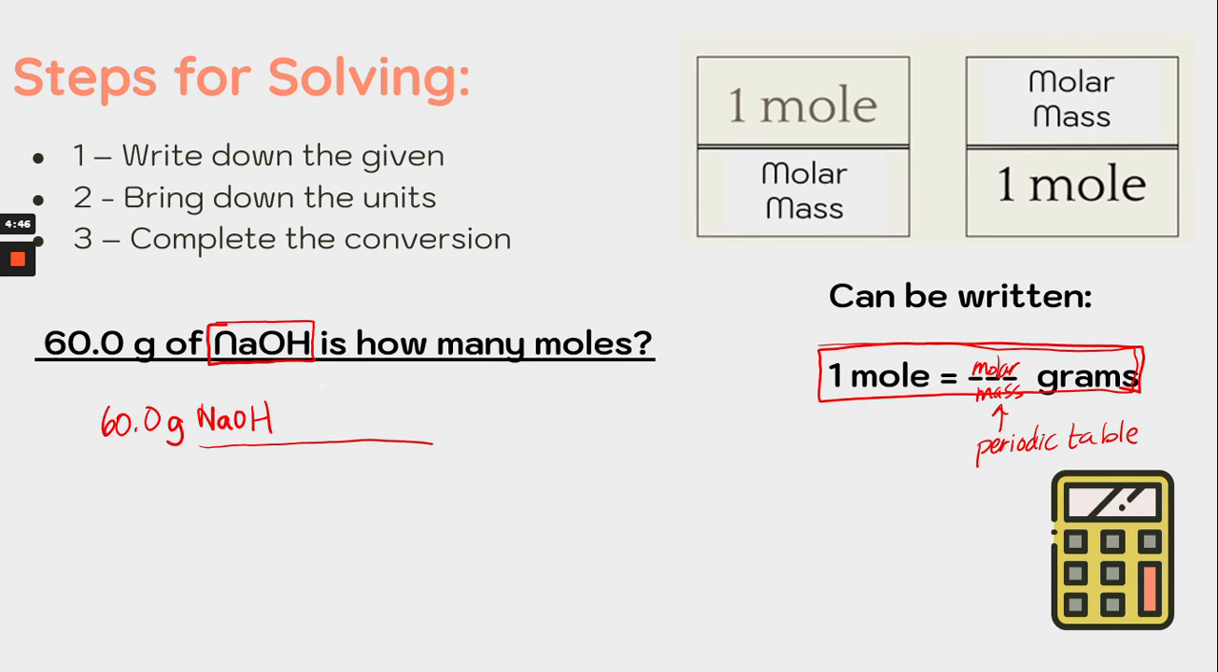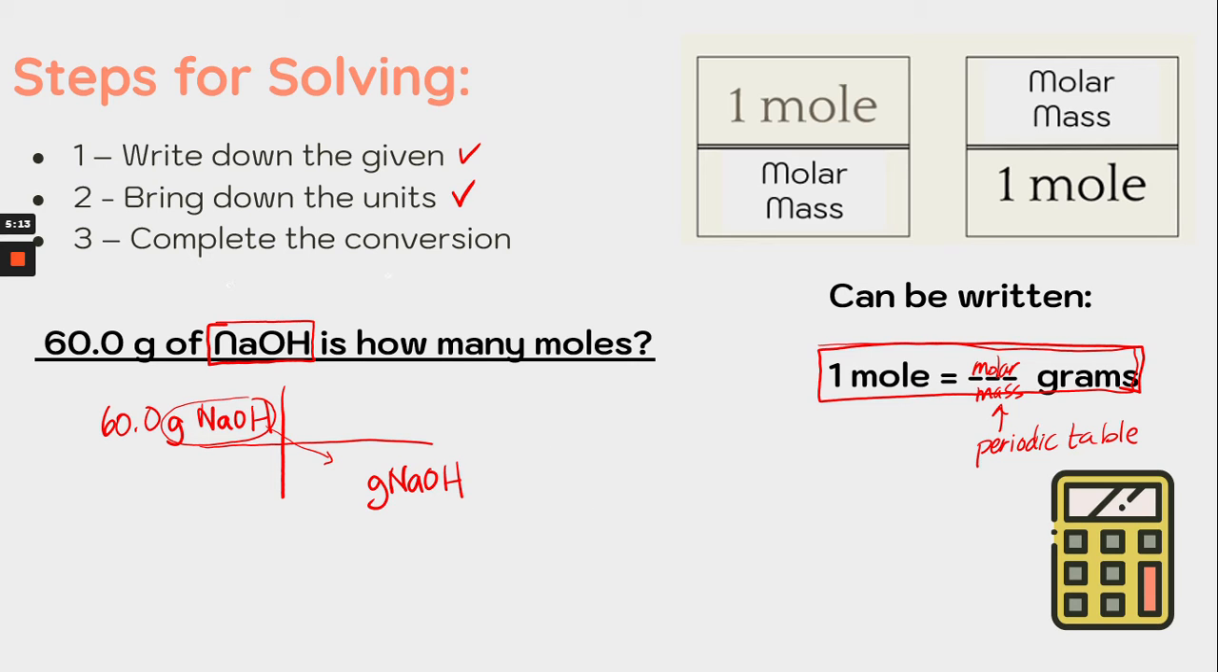Then I'm going to draw my little boxes to keep everything organized. So I've done step 1. I wrote down the given. Step 2, I am going to bring down the units. Whatever units you just wrote down right here, they have to come down into this box, no matter what. So you can see I've put the grams on the bottom. That was step 2. I brought down the units.